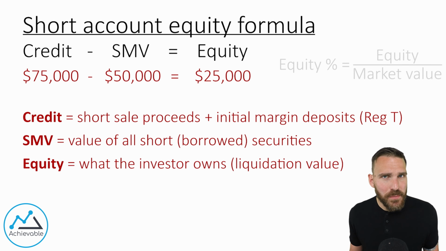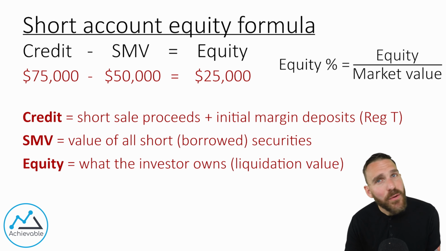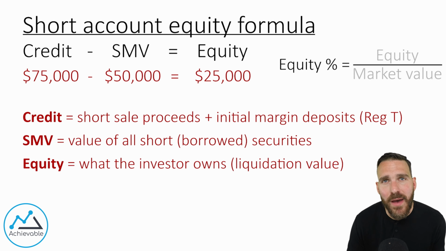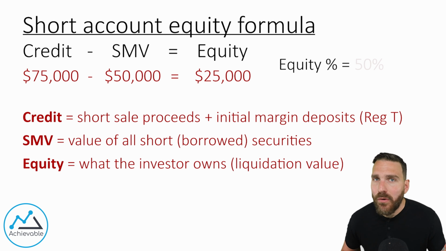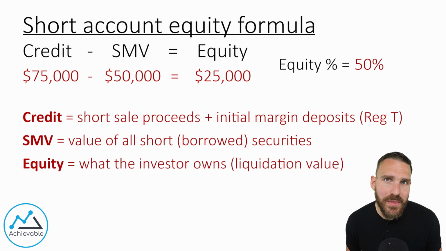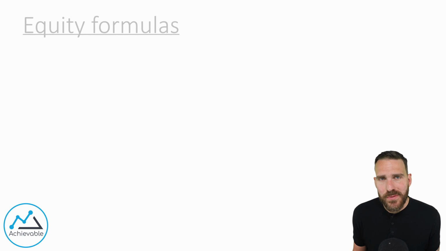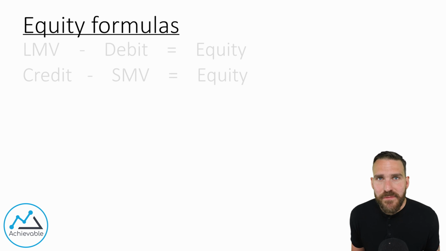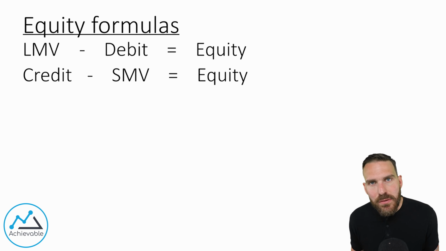You can also determine the equity level in a customer's short margin account by taking the equity and dividing it by the short market value. $25,000 divided by $50,000 is 50%, and we are right at a 50% equity level in this account. Now, if we get rid of the numbers we have on the screen, that leaves us just with the two equity formulas. LMV minus debit is equal to equity, and credit minus short market value is equal to equity.